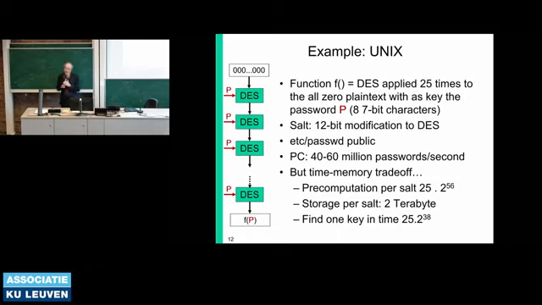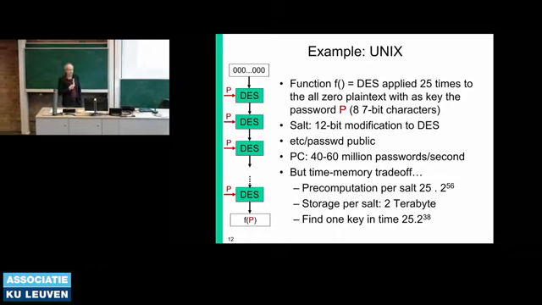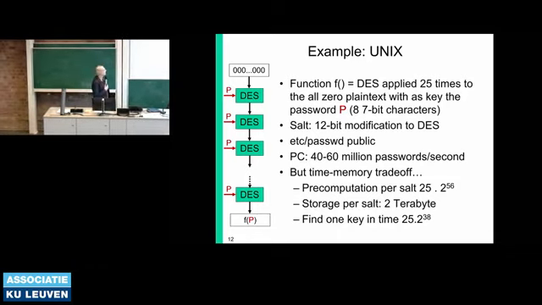So here is the first password hashing function ever invented. It was proposed for Unix in the 1970s, late 1970s. So the idea was to use DES, you encrypt the all zero string, you use your password as the key, and you encrypt 25 times, and this is the hashed password.